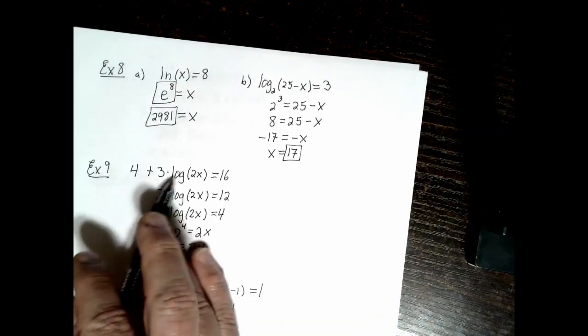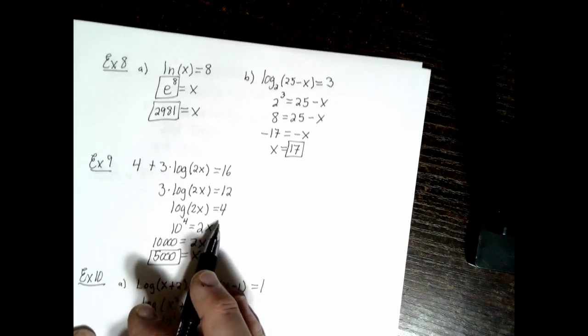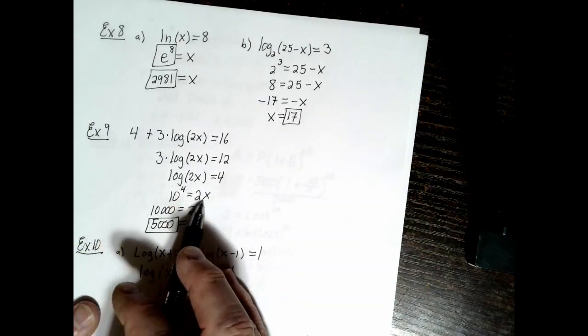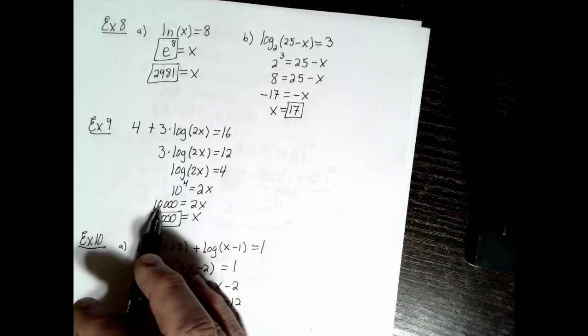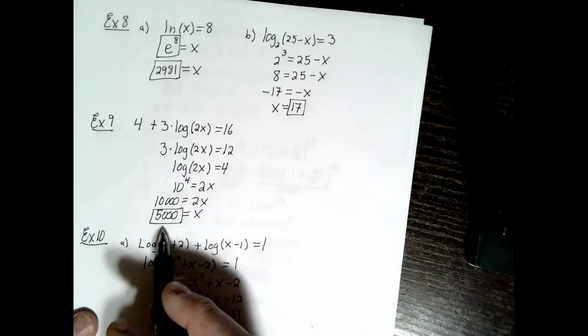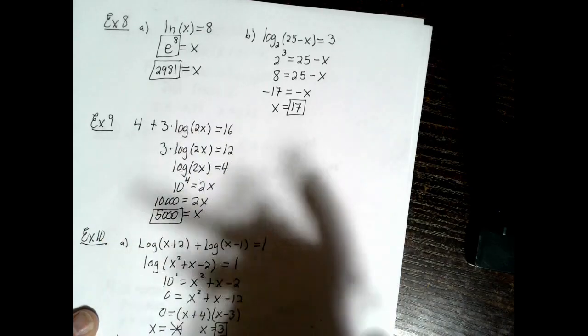Alright, so this one you want to isolate the logarithm by subtracting 4, dividing by 3, and then just use rule 1. 10 to the 4 equals 2x. Well, 10 to the 4 is 10,000. Divide by 2 and you get 5,000. And now you should check it. 2 times 5,000 is 10,000. That's positive, so that's okay.